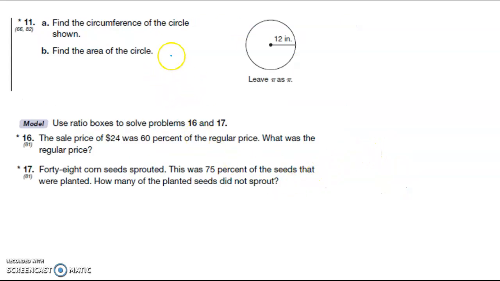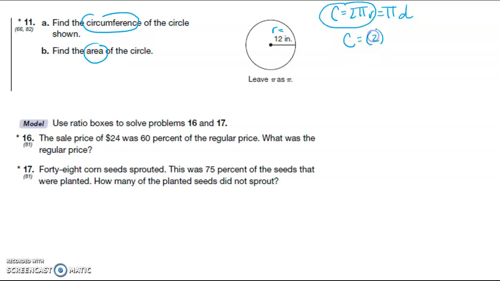Not bad. All right, find the circumference and the area. So we're given the radius. We know that circumference is either 2 pi r or pi d. This is in the back of your spiral. We're going to use this first one. So we have 2 times pi times 12, which is, let me use my handy dandy calculator. I got 75.36 inches.